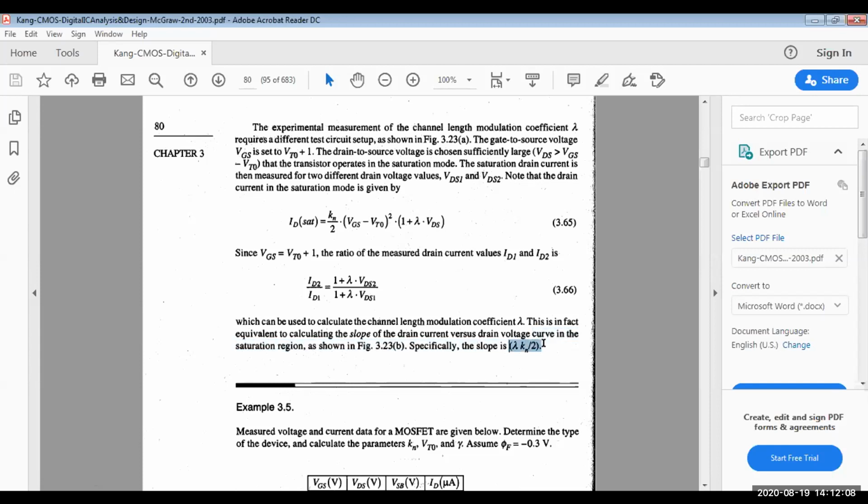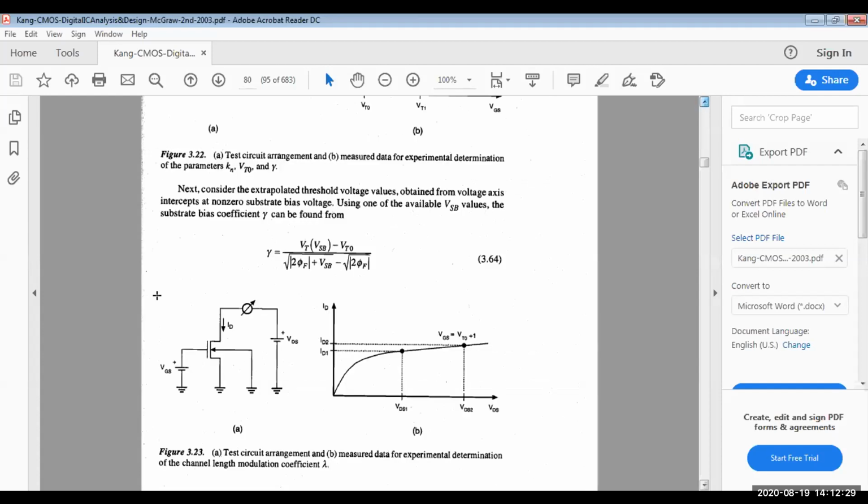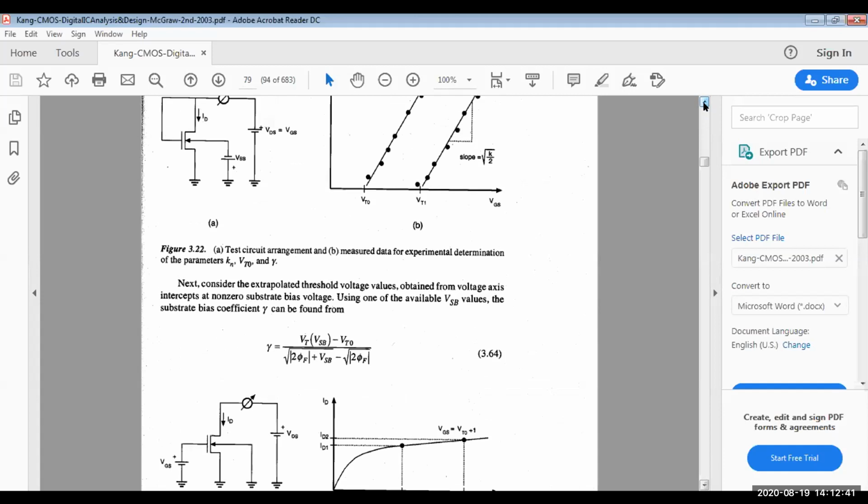So we can get the value because lambda kn by 2 will be the slope value, and if we got the kn value before through the ID versus VGS, which Prachita will be showing after this, then by that value we can get the value of lambda this way also. So this was for finding out the parameter lambda. Now, Prachita will show the parameters kn, VT0 and gamma, which we will be getting by this test circuit setup. This one.